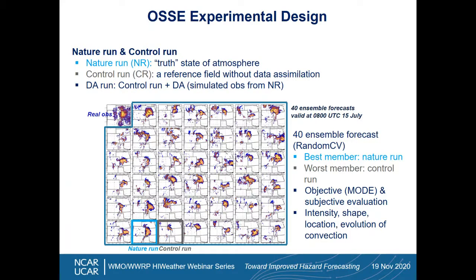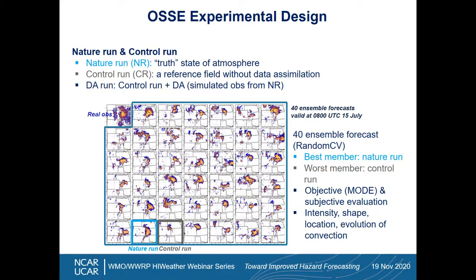So what we're doing is we start by running a 40-member WRF, Weather Research and Forecasting Ensemble, to find the member that best represents reality. And then we call that the nature run. And that's shown in the lower left, second from the bottom left. And so that becomes our truth in this OSSE study because it most closely compares with the real observations that are shown in the upper left thumbprint.